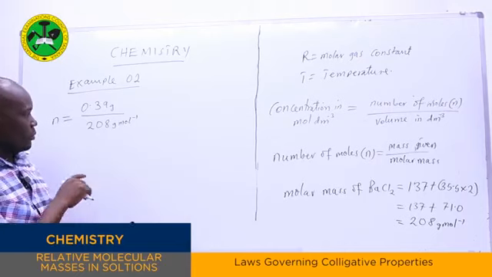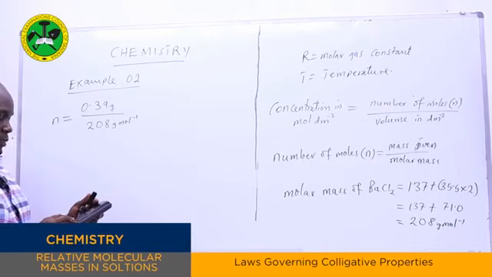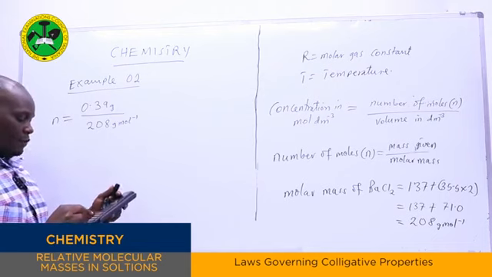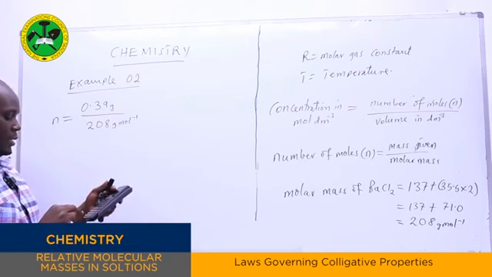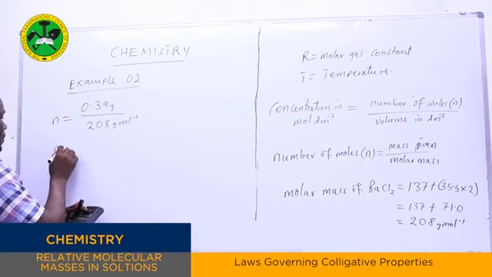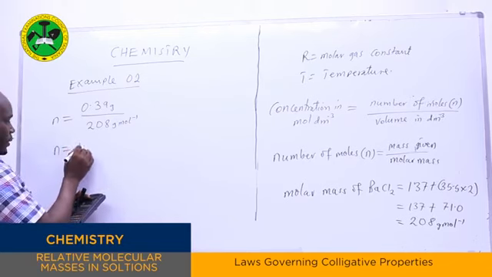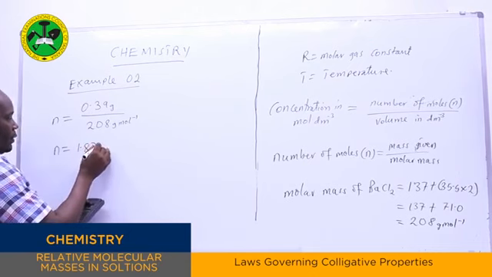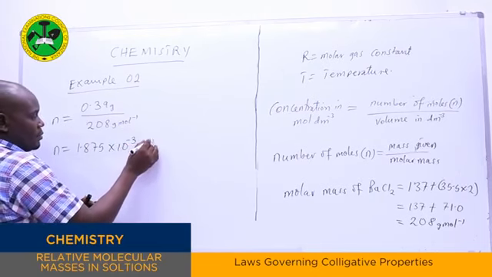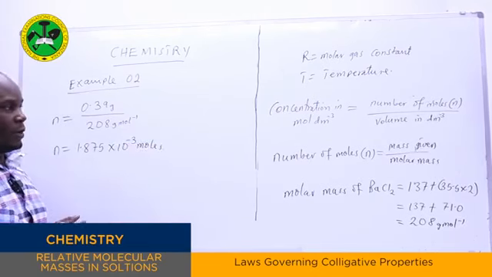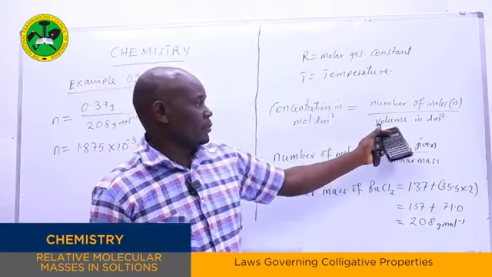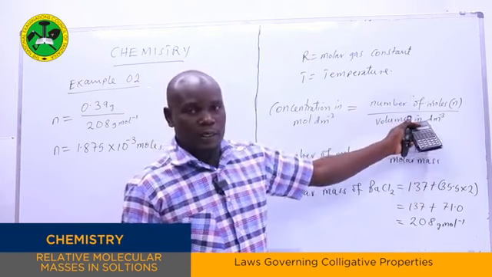Now if we use our calculator also to calculate the number of moles, now 0.39 divided by 280, then the answer is 1.875 times 10 power negative 3. This will be moles. Now you have got the number of moles that we are finding, so that we can define it, we can divide it by the volume in decimeter cubic.